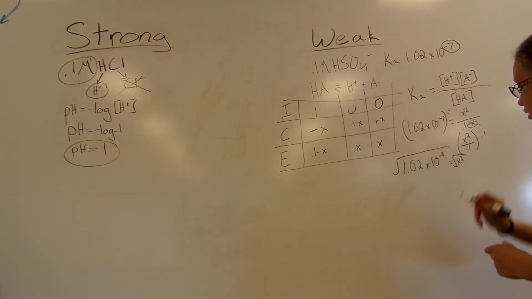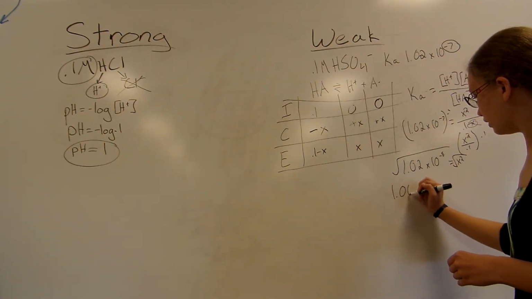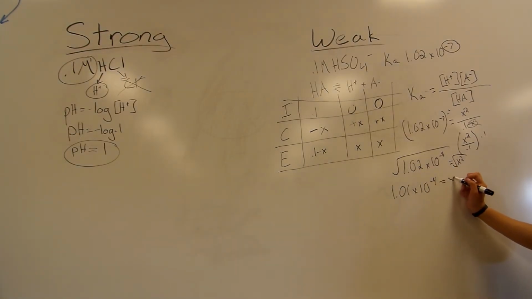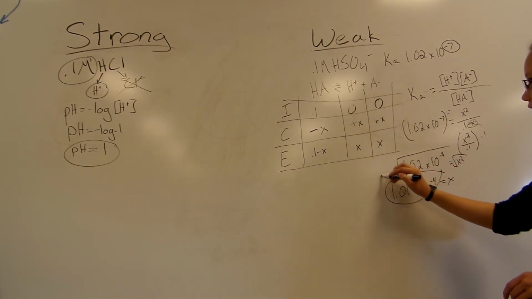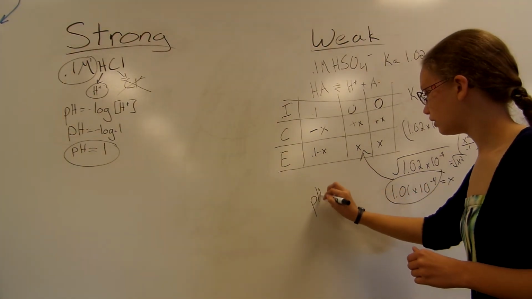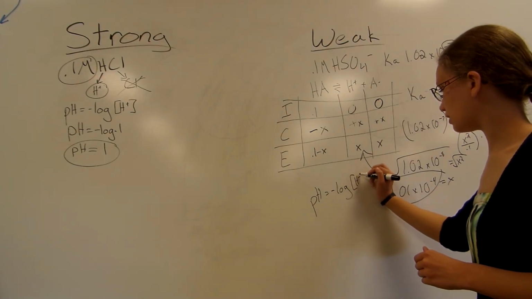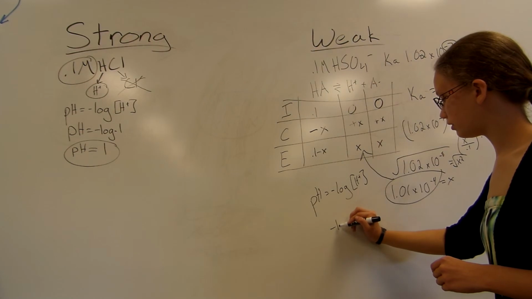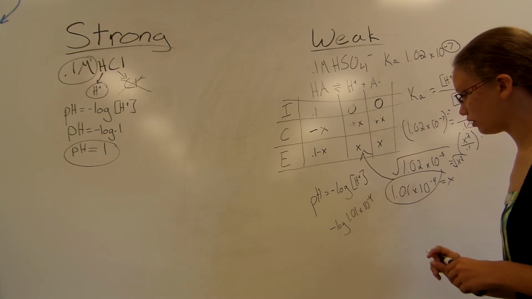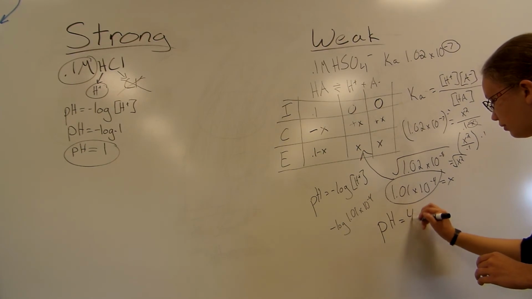Take the square root of both sides, and you're going to get 1.01 times 10 to the negative 4th. Now, this is equal to X, so we can plug this back in for our concentration of H plus at equilibrium. And our pH, again, is equal to the negative log of the concentration of H plus, which is the negative log of 1.01 times 10 to the negative 4th. If we do that math, then we're going to get the pH is equal to 4.